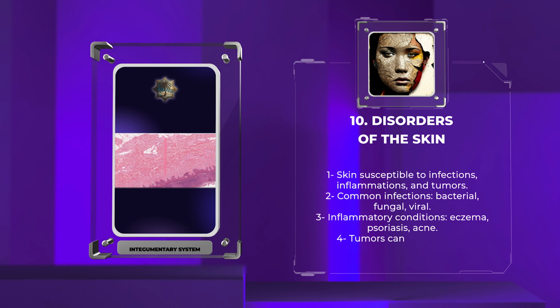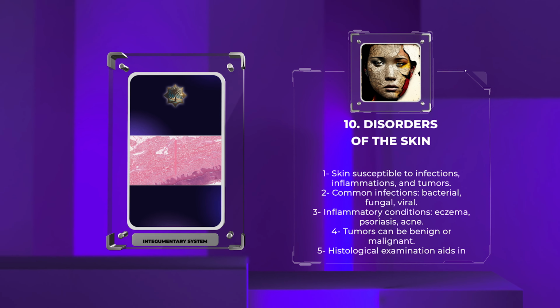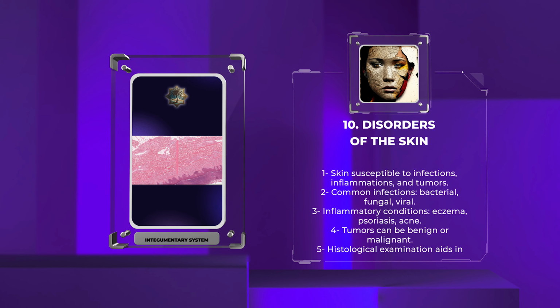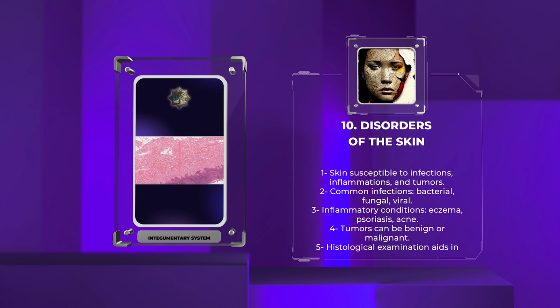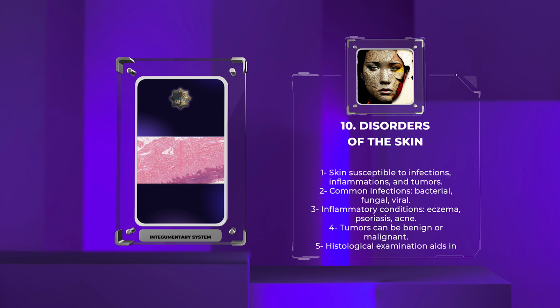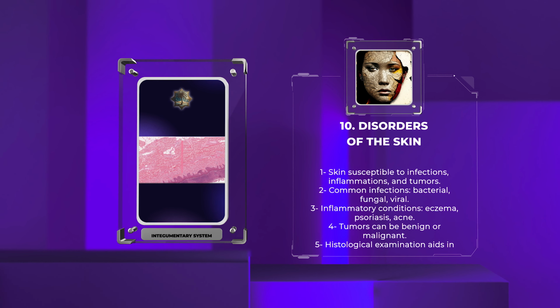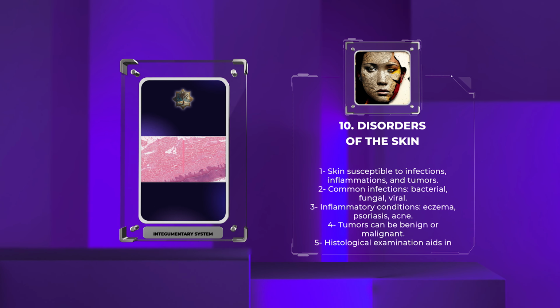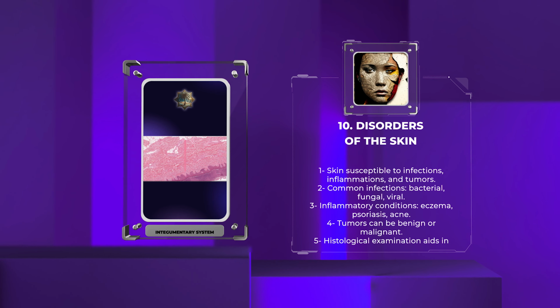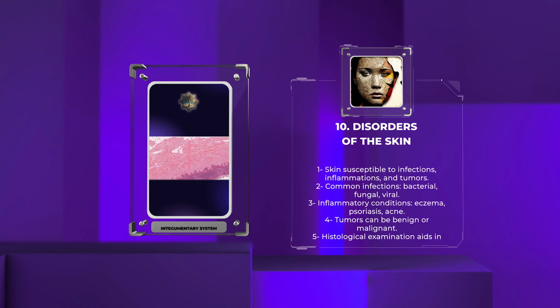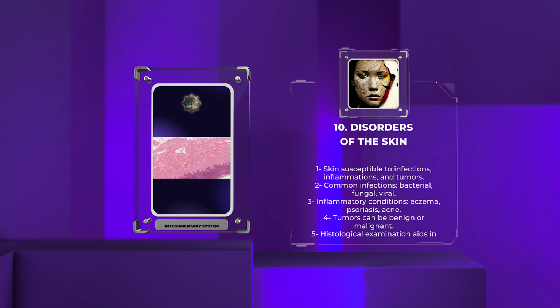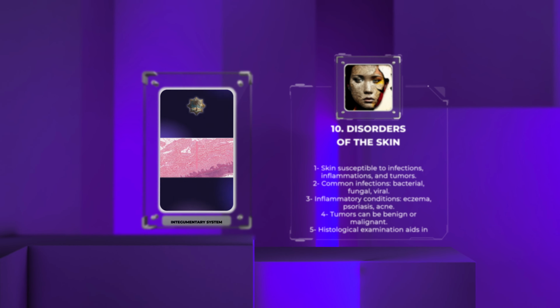The skin is susceptible to numerous disorders, including infections, inflammations, and tumors. Common skin infections include bacterial infections, such as impetigo and cellulitis, fungal infections, such as ringworm and athlete's foot, and viral infections, such as herpes and warts. Inflammatory skin conditions encompass eczema, psoriasis, and acne. Skin tumors can be benign, such as moles, or malignant, such as melanoma. Dermatologists rely on histological examination of skin biopsies to aid in the diagnosis and management of these disorders.